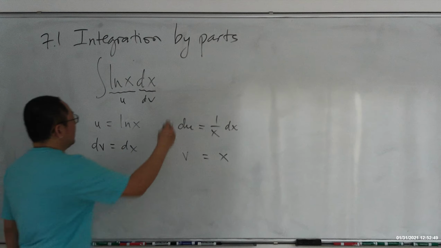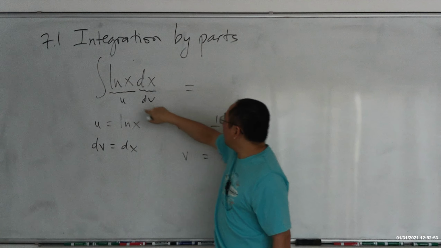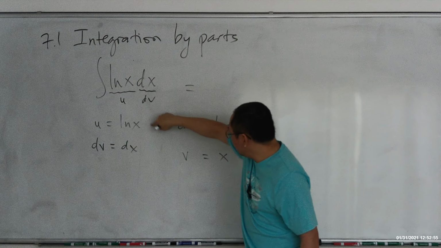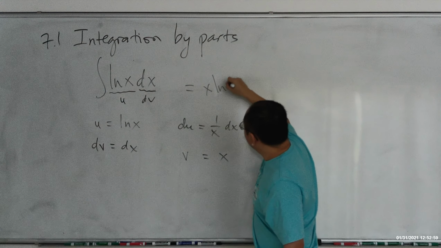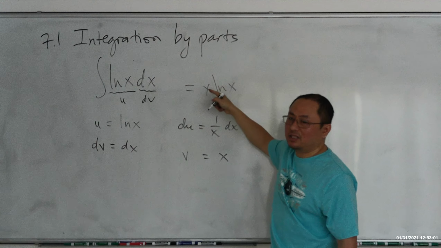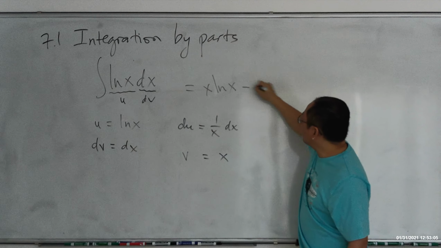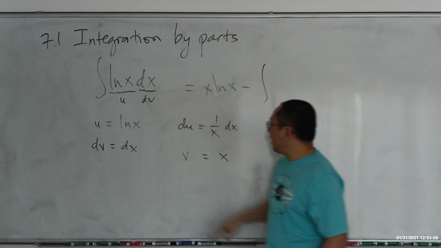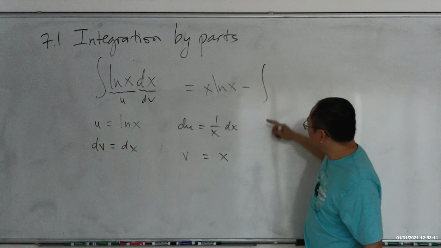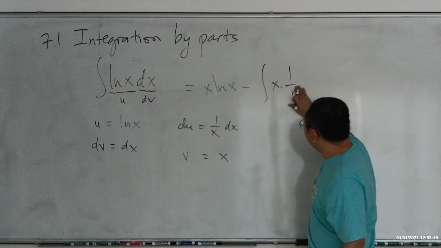So I can apply the integration by parts technique in here. Integral of u dv is equal to u times v, so x ln of x. You can write ln of x times x, but it looks better if you write x first and times ln of x. And then subtract the integral of v du. So this is u dv. You have to subtract v du. Integral of v du is v is x and du is 1 over x dx.